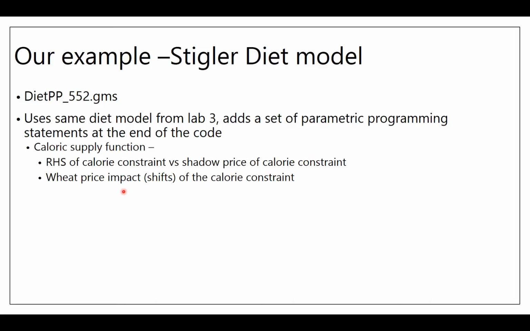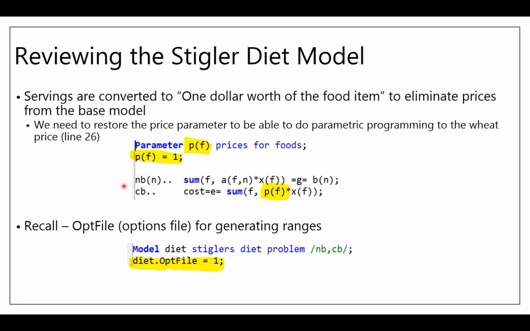So from a price quantity standpoint, this is a supply side model. And then the second twist to this parametric adjustment we're going to make is what happens when the wheat price changes. If wheat becomes more expensive, that's going to change the way we view that supply relationship. Okay, so a quick review of the Stigler model in the code.